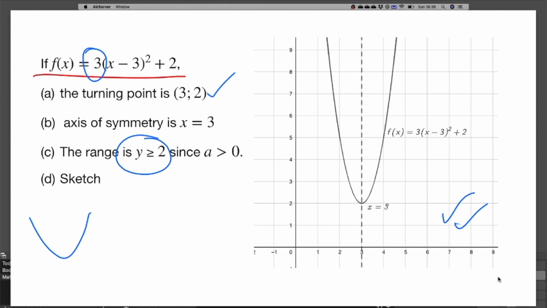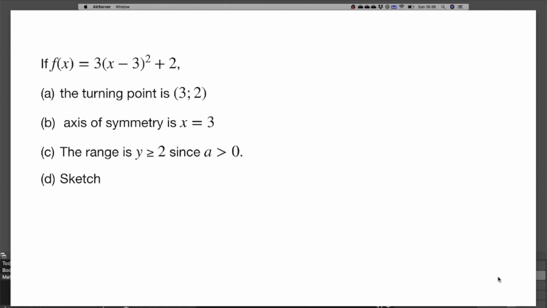But obviously, you are not going to be drawing these graphs using software. You're going to be sketching these graphs freehand. And so this is how you do it. If you meet an equation like that, you need to understand the turning point is (3, 2). You can see it. You don't need to work it out. The other things you know about this graph, one of them is that the axis of symmetry will be x equal to 3. You know also that the range will be y greater than or equal to 2 because a is positive in this case, because a is equal to 3.